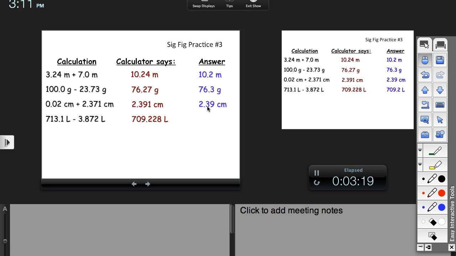Show me your answers, please. Good. I like it. I see one error. I only have one decimal place here, and I have 3 here. So my answer can only have one decimal place. So 709.2 is correct. Got it? All right, so let's do one more. That's what your calculator is going to give you.